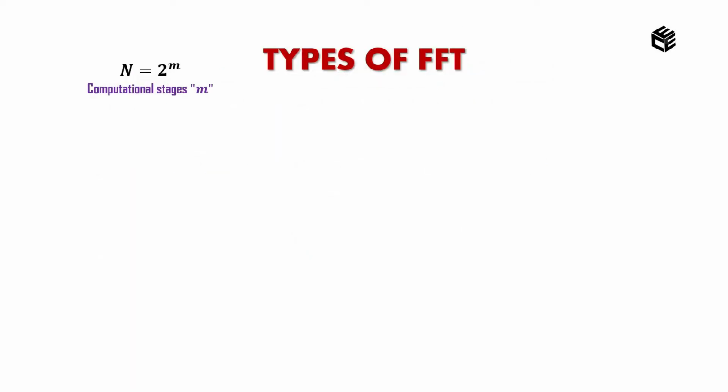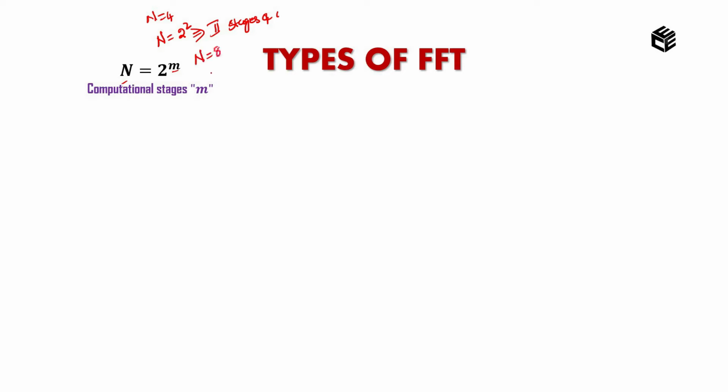Before going into the types, let us know about the concept of computational stages. Usually the endpoint is a power of two. So the endpoint is represented using 2 to the power m in FFT, which means 2 to the power m will have m computational stages. For example, let us say the value of n is 4. It can be written as 2 to the power 2, so we can say that the sequence will have 2 stages of computation.